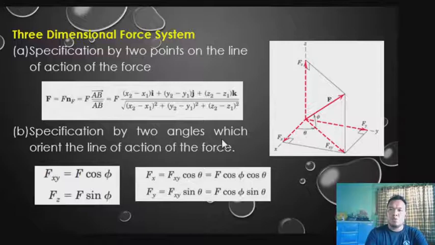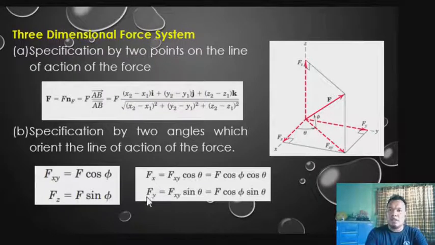Specifications by two angles with which orients the line of actions of the force. So we have here this figure para dito sa letter B. So we have here force F na may angle theta at angle phi dito. Okay? So to get the value of Fx ito, so we have here cosine phi, opposite, adjacent, tapos hypotenuse. So we have here Fy is equivalent kay F cosine phi. Then Fz, to get the value of Fz ito, we have here F sine phi.